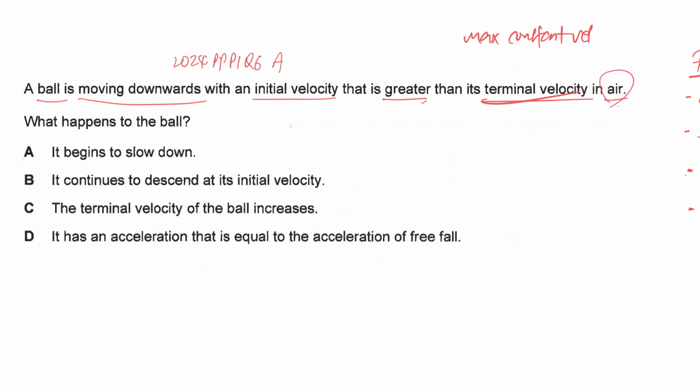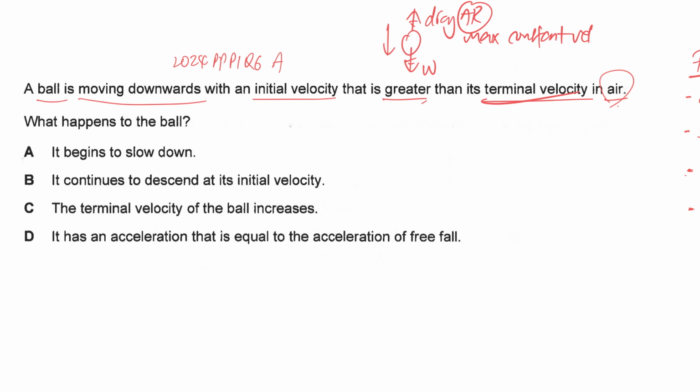And when that happens, that means to say that the gravitational force that's acting downwards on the object is equal to the upward drag force, or we call it the air resistance. Both are equal. So basically that's your Newton's first law. The net force acting on the ball is zero, the acceleration is zero, so it falls at constant speed.